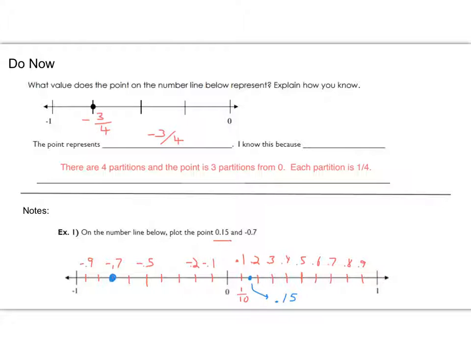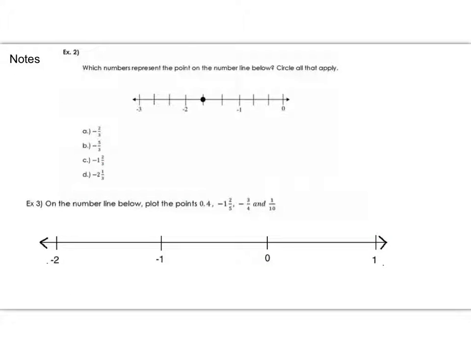All right, let's turn to the next page, please. I want to do a couple more examples with you before I let you do some practice. So this next example says, which numbers represent the point on the number line below? So we're starting at 0. We are going backwards, -1, -2, -3. And note how many partitions between whole numbers. That key number that we need to think about is 3. And that means each represents a third.